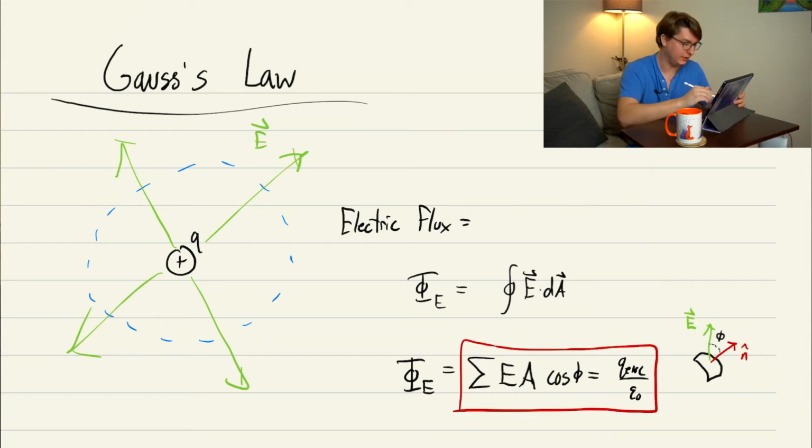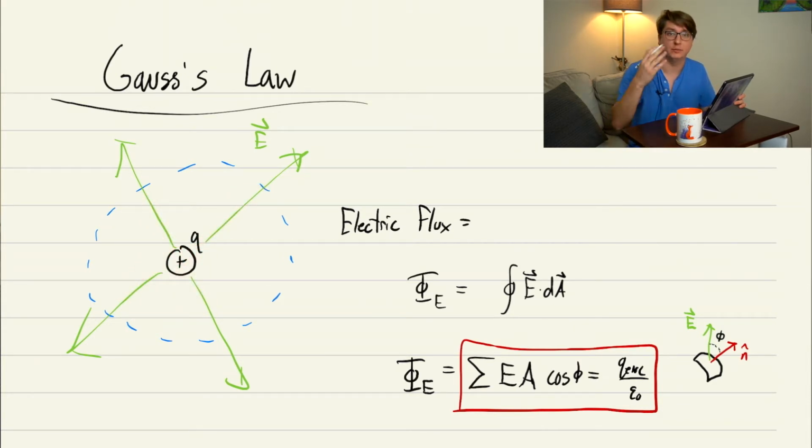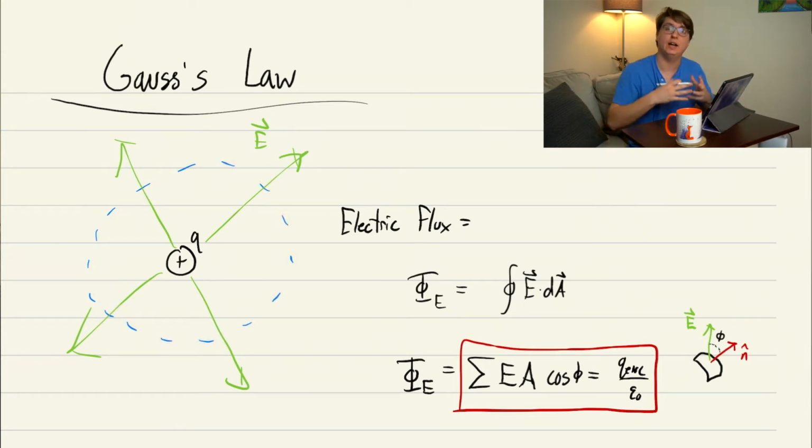So we have a charge here, it's emitting electric field lines out, and we're surrounding this charge with a mathematical surface, a Gaussian surface, and that is these blue dashed lines here. We want to figure out how much electric flux there is, how much electric field is coming out of there. So we can write down the electric flux as this large phi.